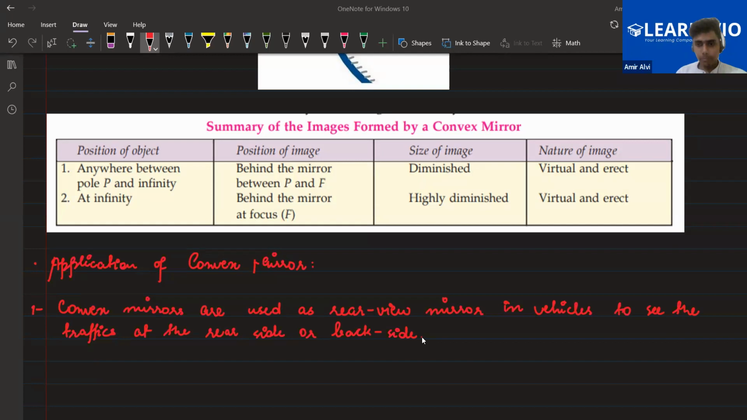If I make a comparison with a plane mirror, like if we use a plane mirror as the rear view mirror, or if we use a convex mirror in place of that, what is basically the difference?